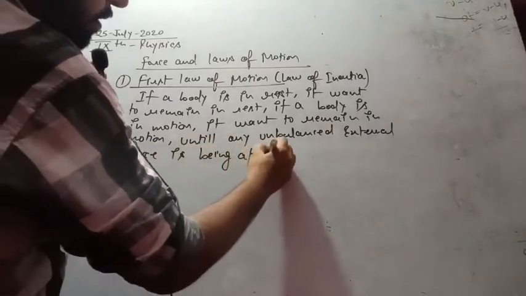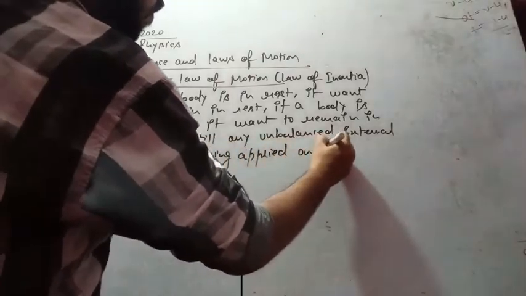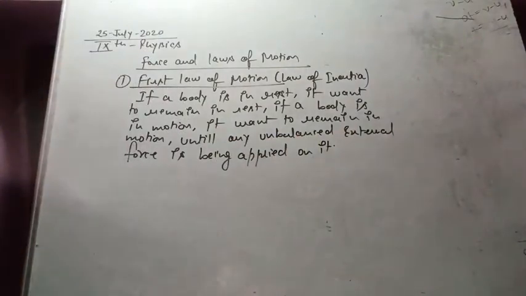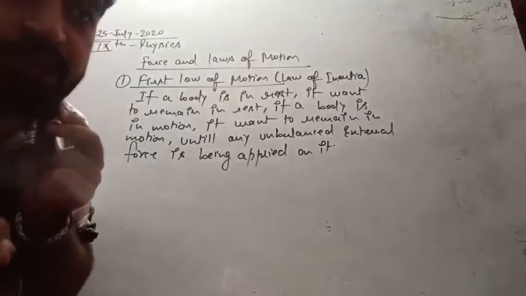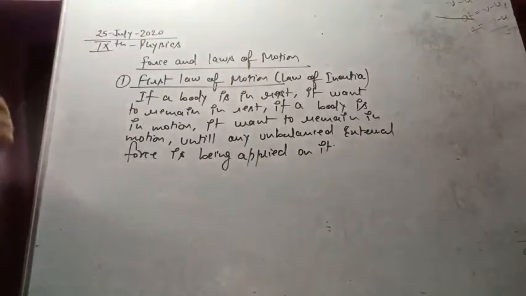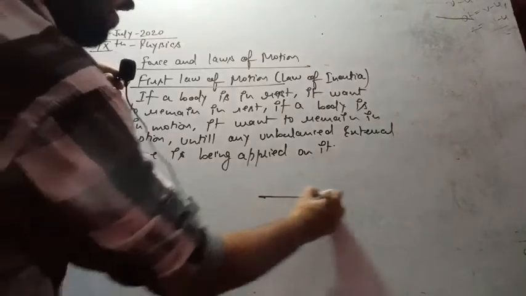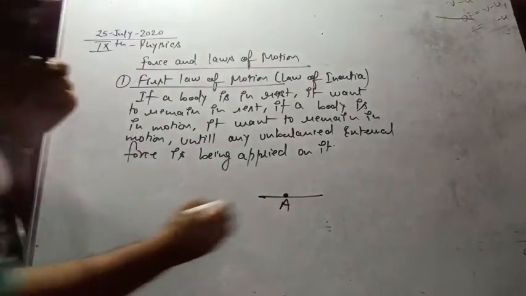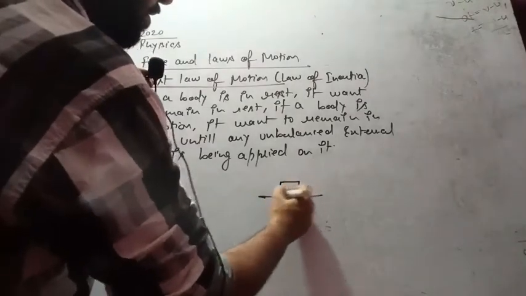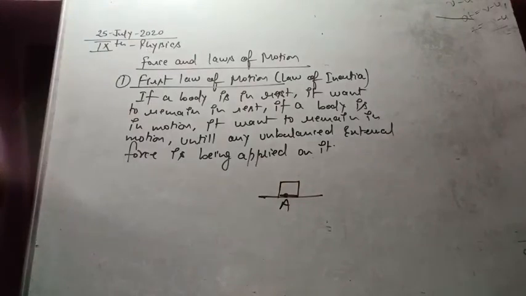So students, this is the first law of motion. If a body is at rest, it wants to remain at rest. If a body is in motion, it wants to remain in motion until any unbalanced external force is applied to it. The meaning is, suppose an object is here in position A. Will this block move? No, it can't move until we apply any force. So this is the first law of motion, also known as law of inertia.